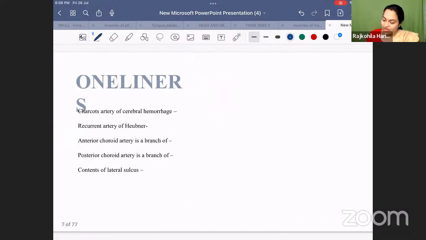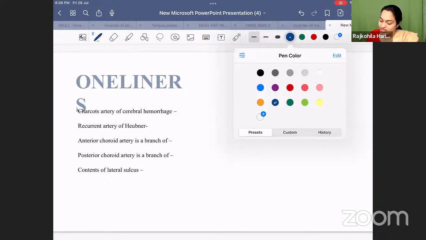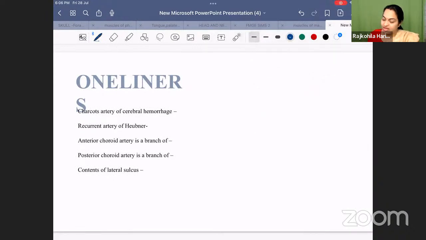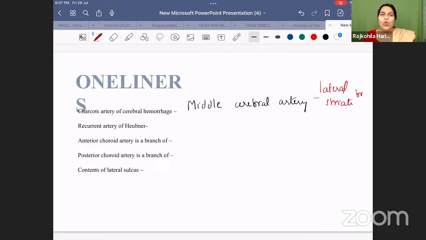Okay, you can keep answering in the comment box. What is called Charcot's artery of cerebral hemorrhage? Yes, it's a branch of the middle cerebral artery. To be very specific, the lateral striate branch of the middle cerebral artery. What do you mean by the term striate?